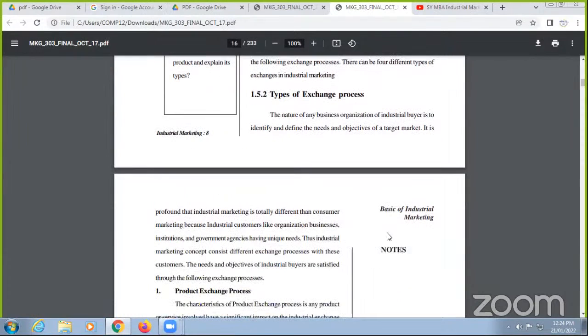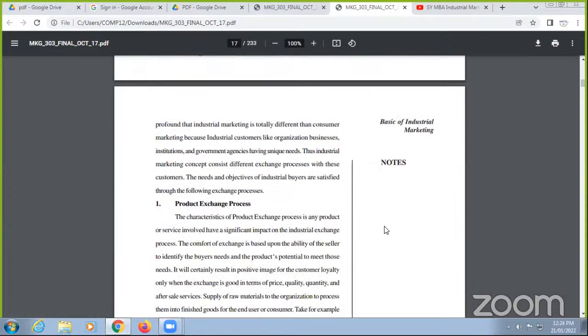It is profound that industrial marketing is totally different from consumer marketing, because industrial customers like organizations, businesses, institutions, and government agencies have unique needs. This industrial marketing concept has a different exchange process with these customers. The needs and objectives of industrial buyers are satisfied by the following exchange processes.